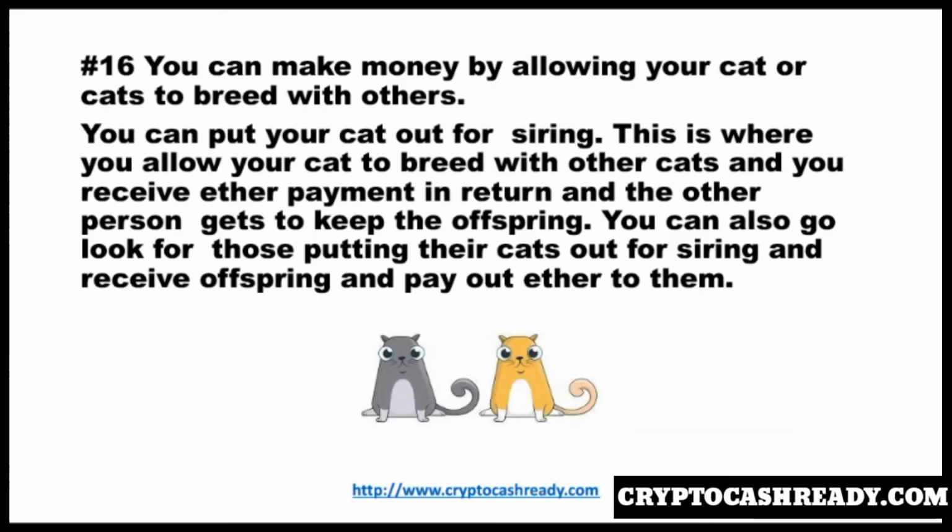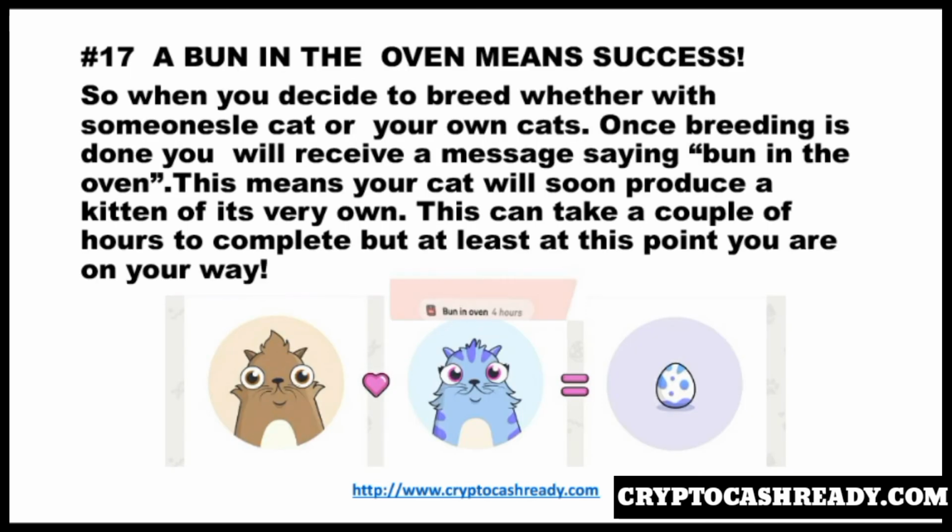Number 16. You can make money by allowing your cat or cats to breed with others. You can put your cat out for siring. This is where you allow your cat to breed with other cats and you receive ether payment in return, and the other person gets to keep the offspring. You can also go look for those putting their cats out for siring and receive offspring and pay ether to them.